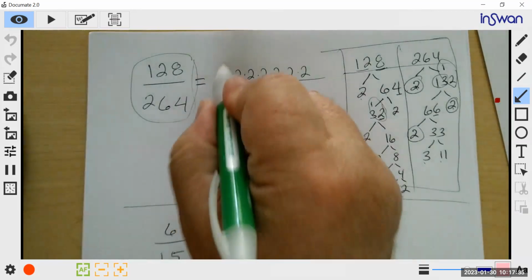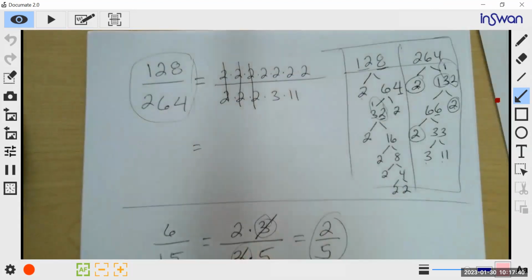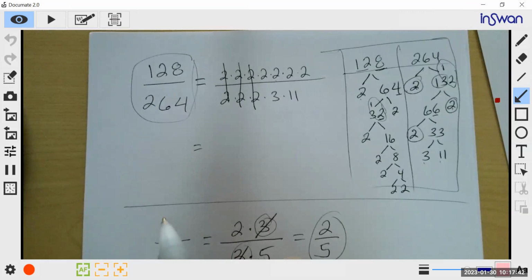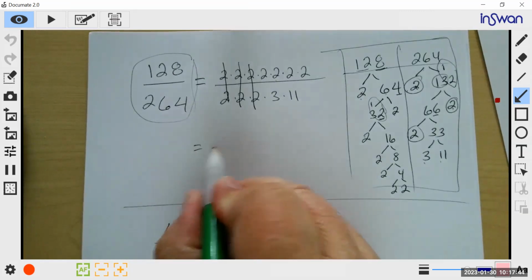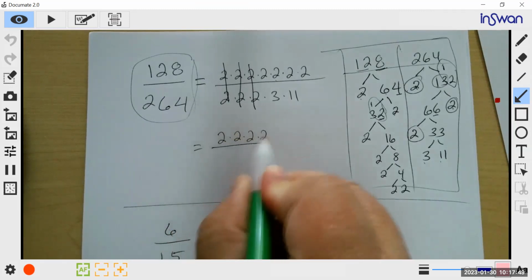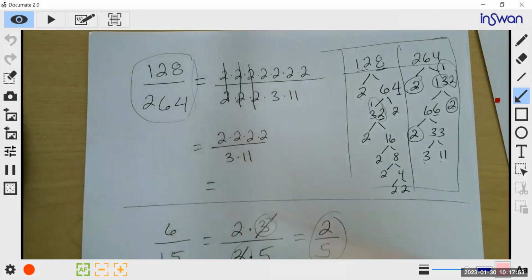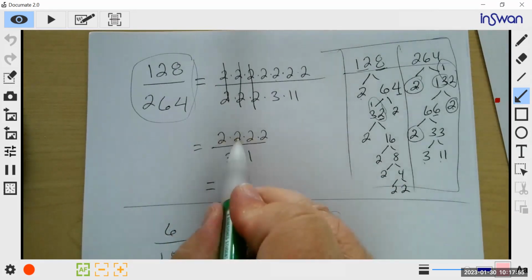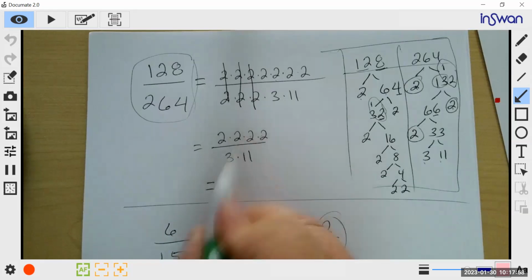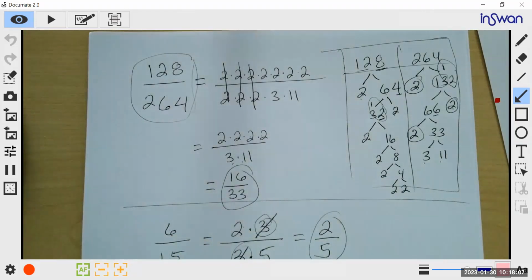Now we reduce. Those 2s cancel, those 2s cancel. Two times 2 times 2. Two times 2 is 4, times 2 is 8, times 2 is 16. 3 times 11. There's a simplified version of that fraction.